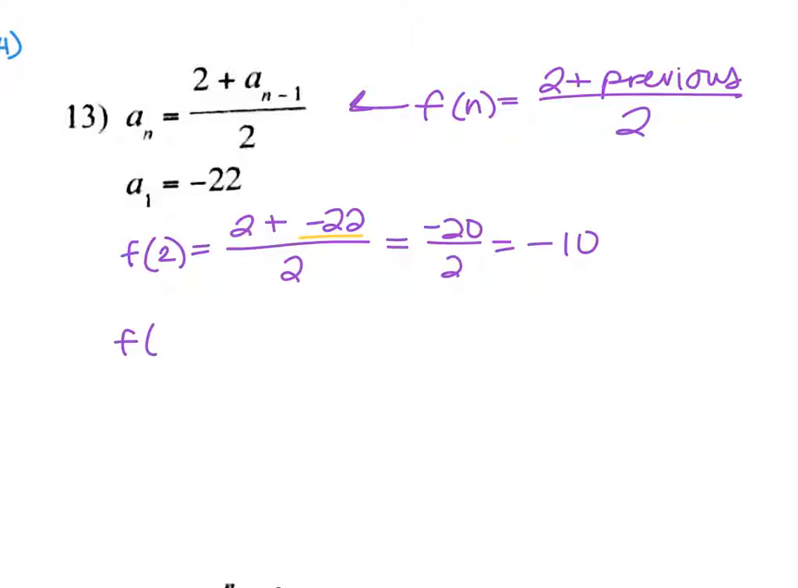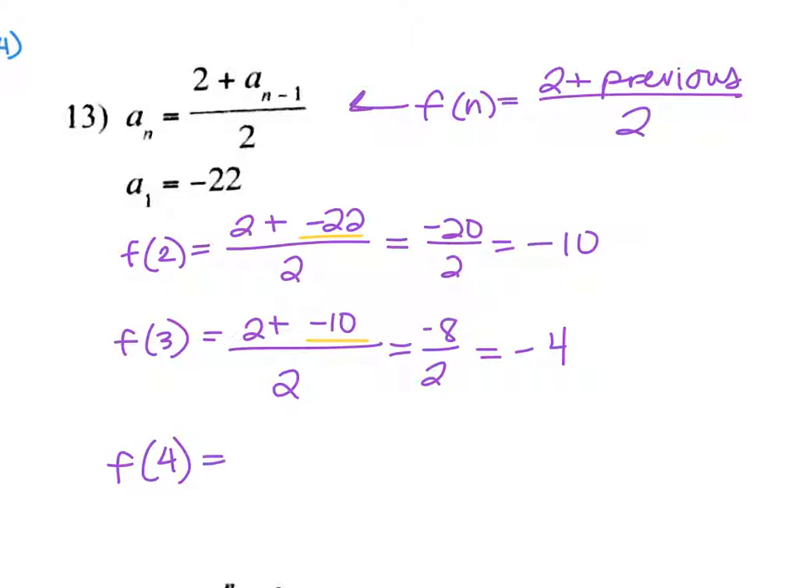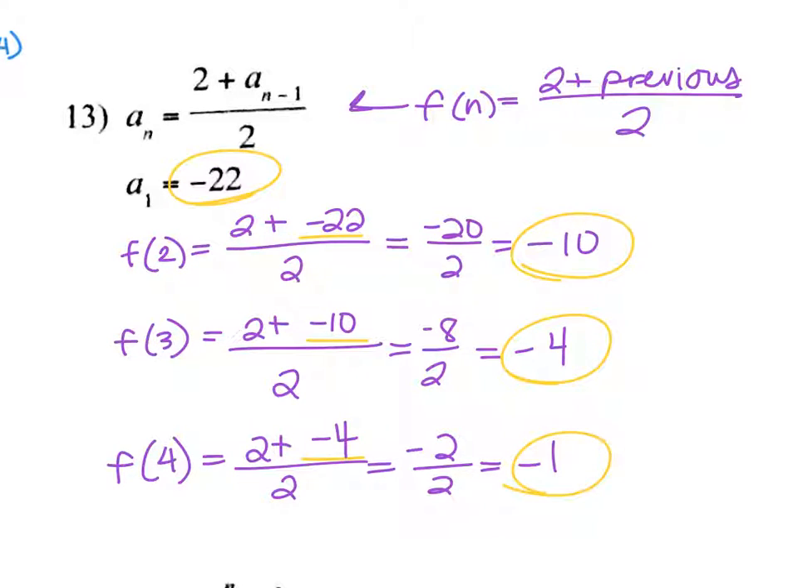All right, f of 3 equals 2 plus the previous term, which was negative 10, divided by 2. That's going to be negative 8 divided by 2, which is negative 4. And again, we've got to get 4 terms here. 2 plus the previous term, which is negative 4, divided by 2. Negative 2 divided by 2 is negative 1. So there we go. Those are my first 1, 2, 3, 4 terms.